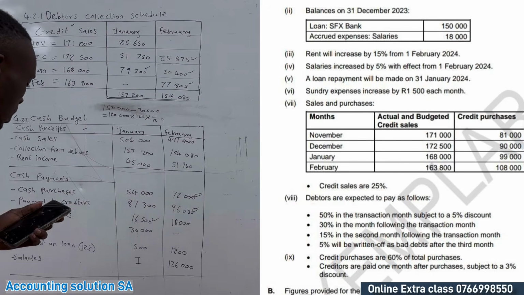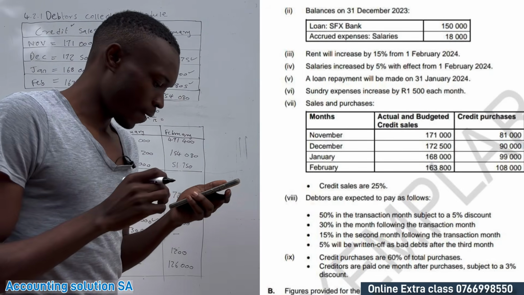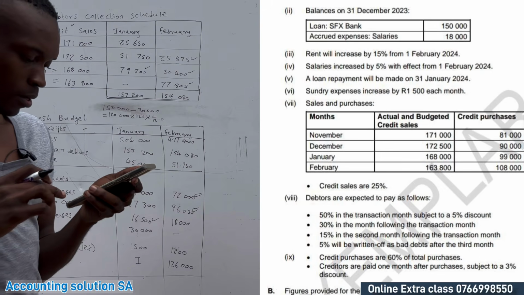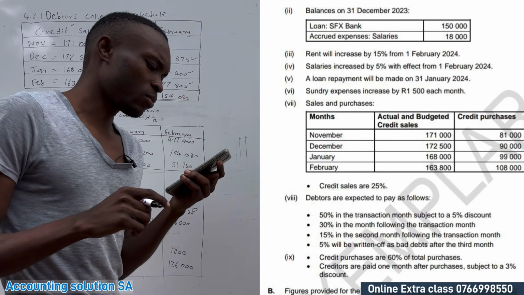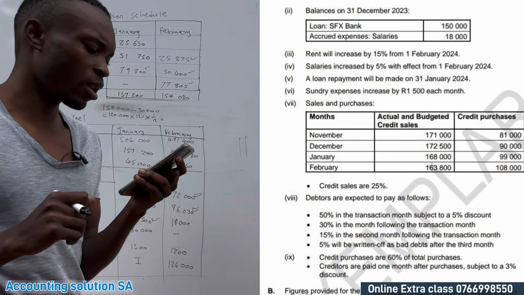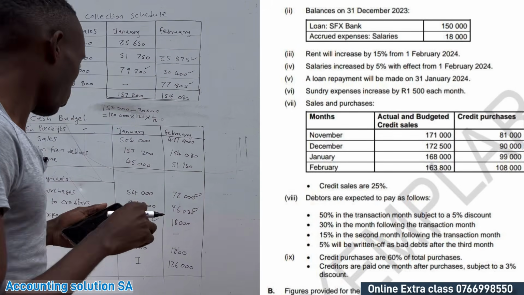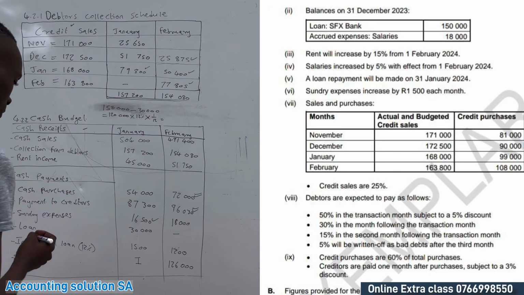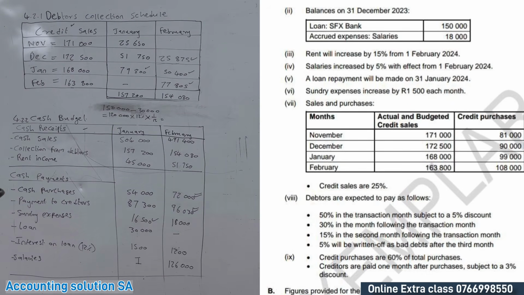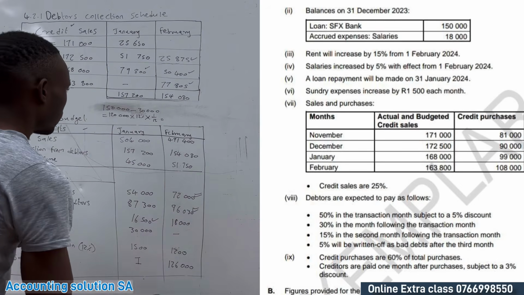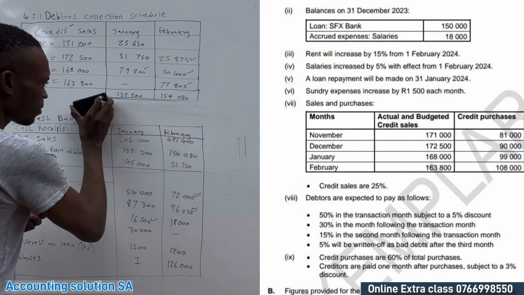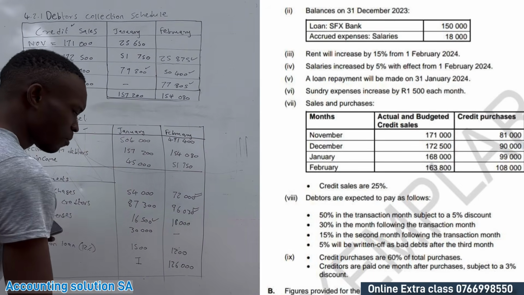Okay, the last one, salaries. Salaries increased by 5% with effect from 1 February 2024. Okay, what are we going to do now? Because they say that this increased by 5%. Now we are looking for before increase.